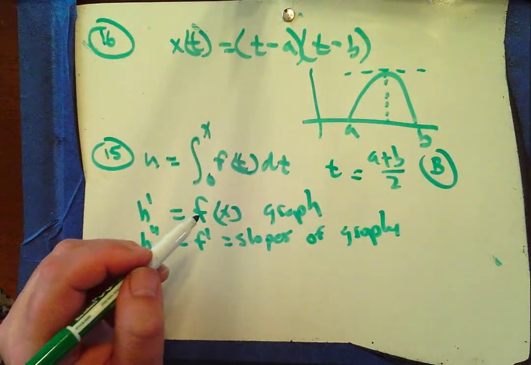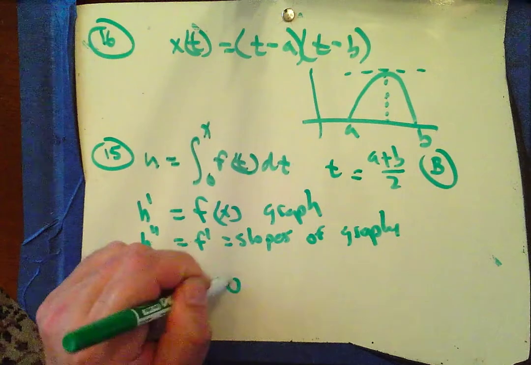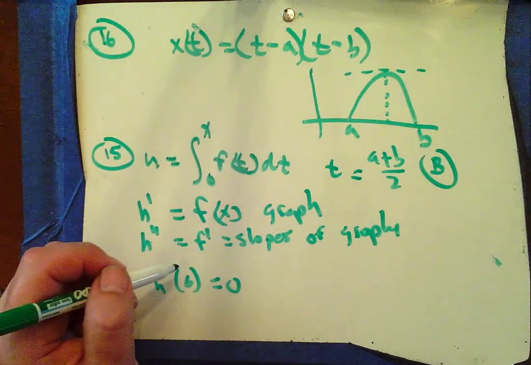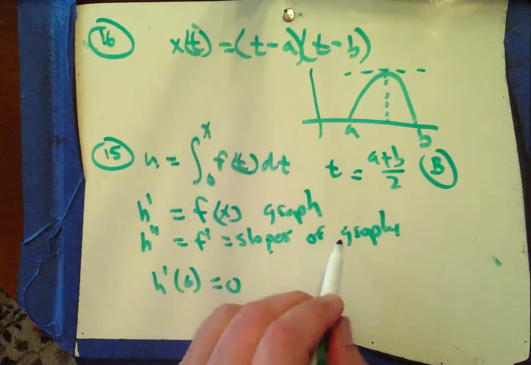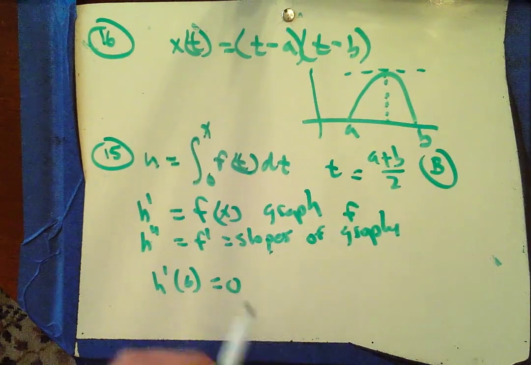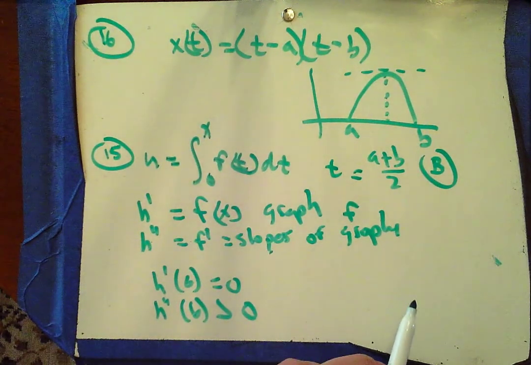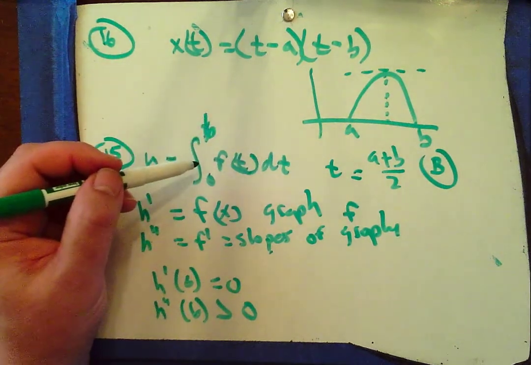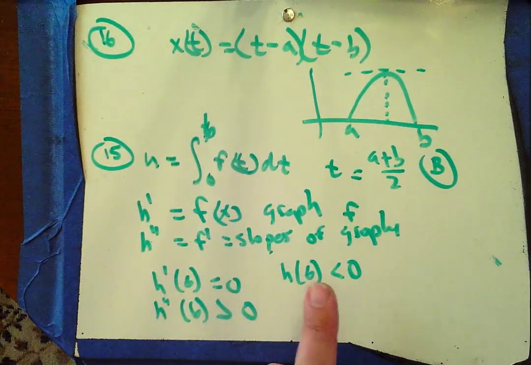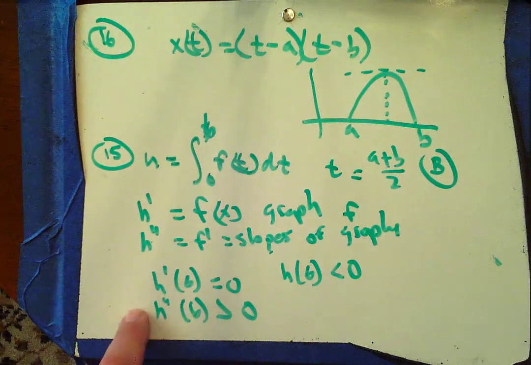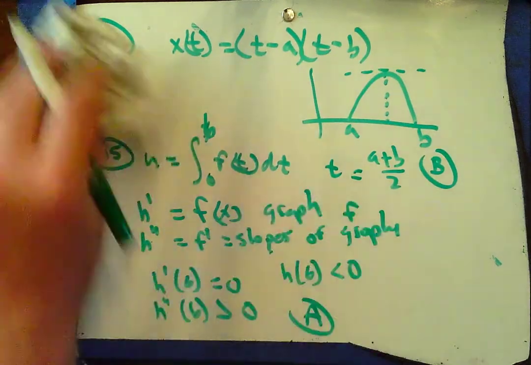Okay, and so I want to think about at 6. At 6, f of 6, so h prime of 6 equals 0, because that's f of 6. The slope of f is positive, so h double prime at 6 is greater than 0. And remember how this function is defined as the integral from 0 to 6. The integral from 0 to 6 is going to be less than 0, so h of 6 is less than 0. So that's the smallest one, that's the next biggest one, that's the very biggest one, and that's choice A for number 15.